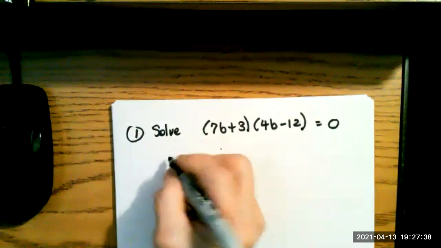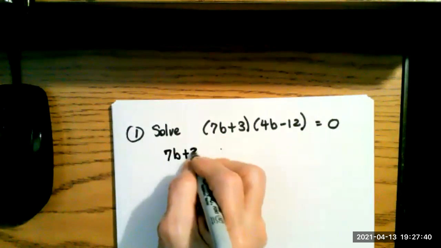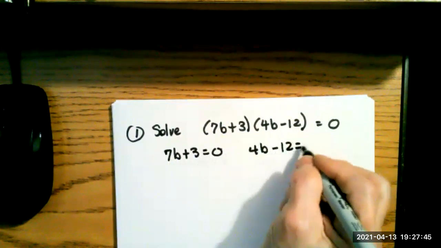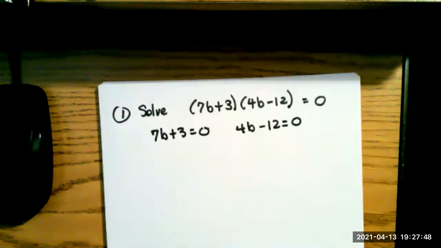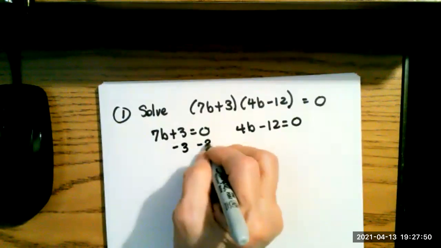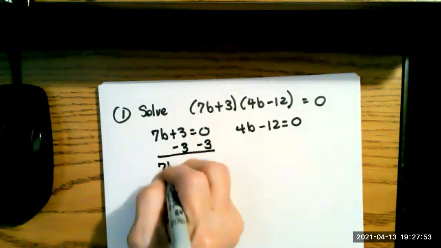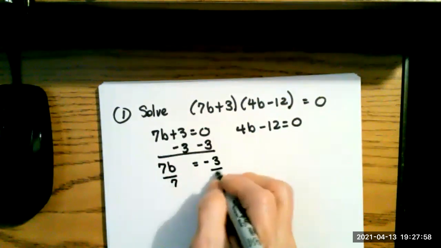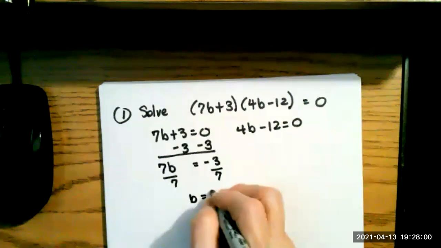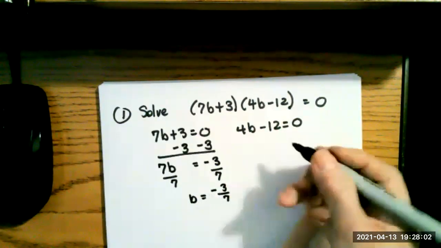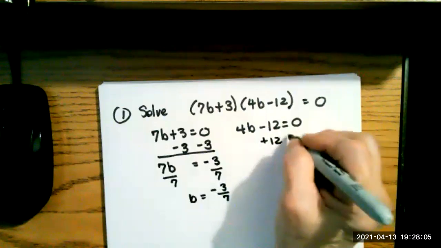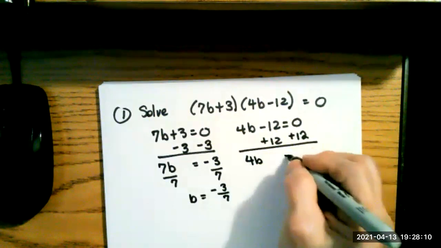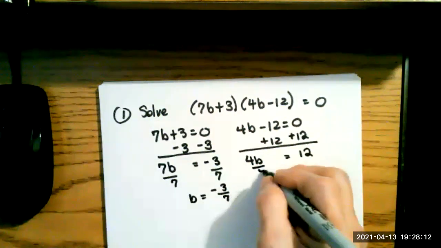So you set each one of them equal to 0. We've been doing this all night. And you figure out what they are. Let's subtract the 3. Then we'll have 7b is -3. Divide by 7. B is -3/7. Add 12 to both sides for the other one.